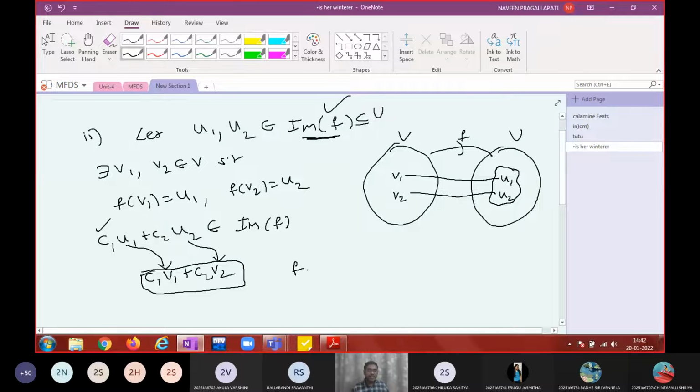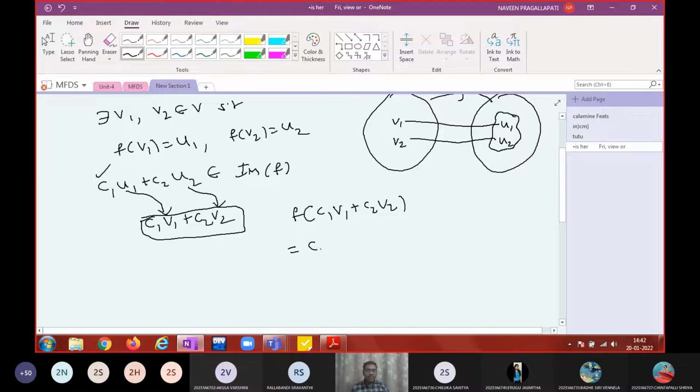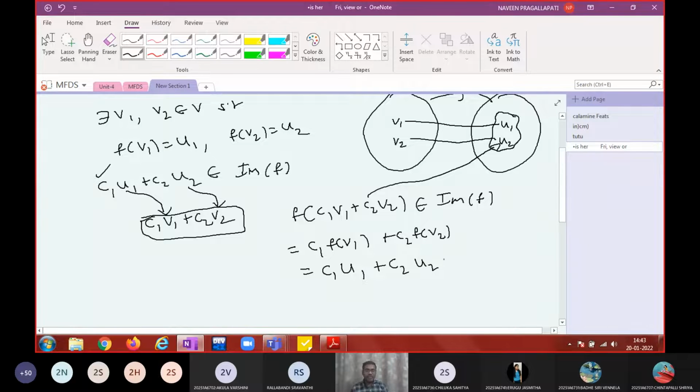What is f of c1 v1 plus c2 v2? This is going to be equal to c1 into f of v1 plus c2 into f of v2. Am I right? And you know, f of input is always belonging to the range. This f of input is nothing but an image. Image must necessarily fall into image of f. But what is f of v1? u1. And what is f of v2? u2. Okay, that means c1 u1 plus c2 u2 is also an element of image of f.